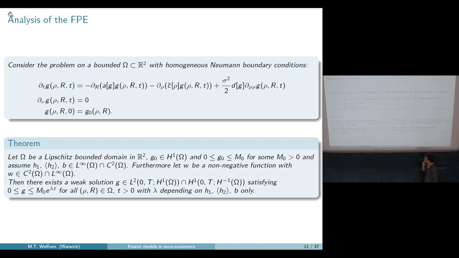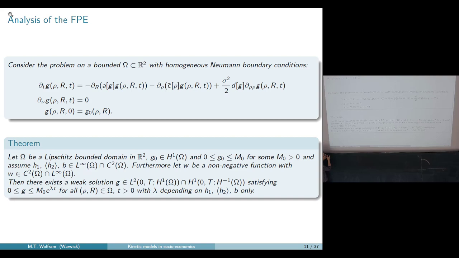Looking at this equation, you might want to think: does it have a solution? As I said, we wanted to do it on the full domain first, but we had problems ensuring, at least we could not see at that moment, how we can make sure that you have decay at infinity.